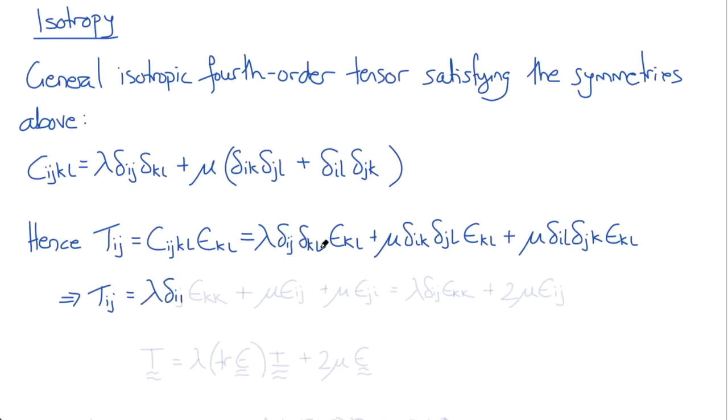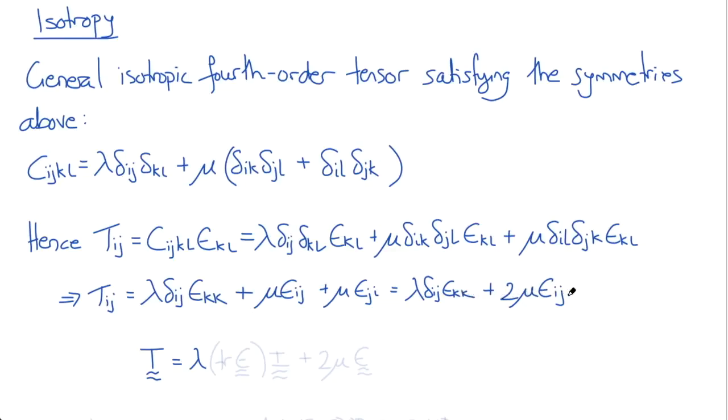kl epsilon kl is epsilon kk. This kl turns this l into a k. Delta ik delta jl times epsilon kl becomes epsilon ij. K becomes an i, l becomes a j. And similarly, delta il delta jk times epsilon kl becomes an epsilon ji. Since epsilon ij equals epsilon ji, because it's symmetric, we get lambda delta ij epsilon kk plus 2 mu epsilon ij.